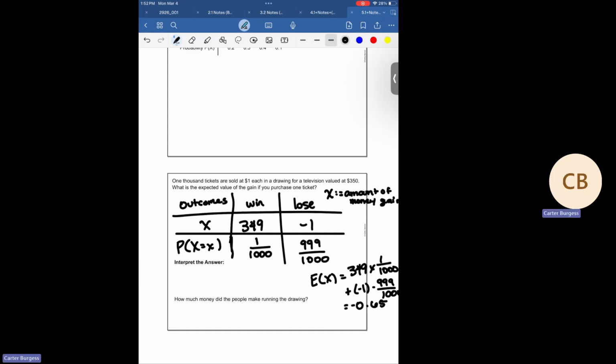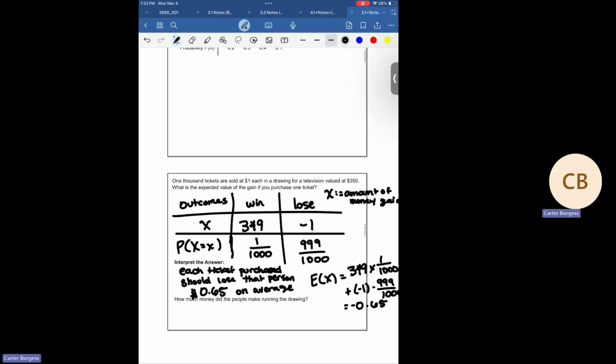All right. But the way we would interpret this is we would expect each ticket purchased should lose that person 65 cents on average, right? Again, that idea on average. We're not actually saying that that person is going to lose 65 cents. They're either losing $1 or gaining that 349, but they're a lot more likely to lose that $1 than they are to gain that $349.